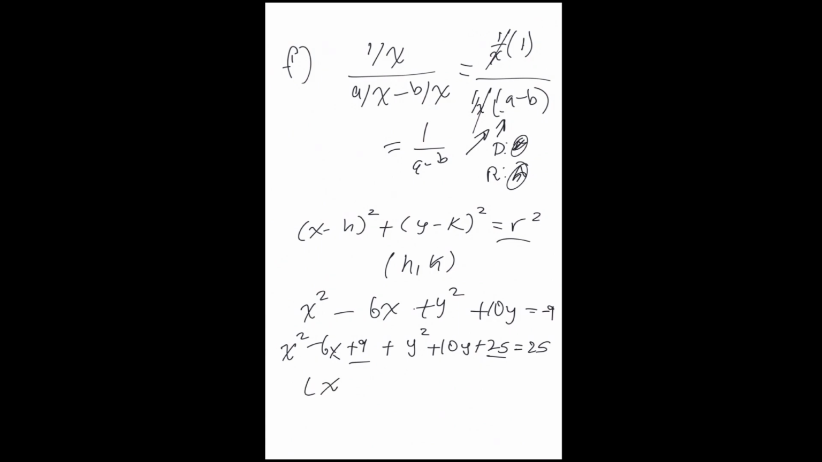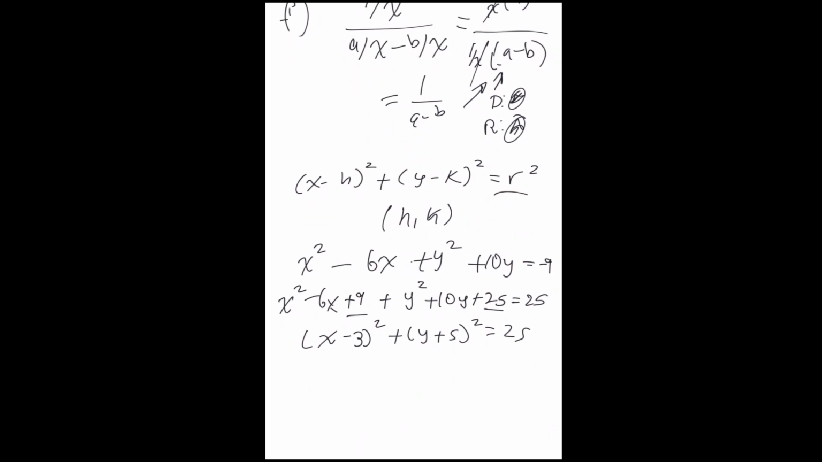Now you combine your terms because you can complete the square here, meaning you can write the quadratic as a squared binomial. So we have x minus 3 squared plus y plus 5 squared equals 25. So the center of this circle is going to be at (3, negative 5), and it's going to have a radius of 5. Okay, very cool.